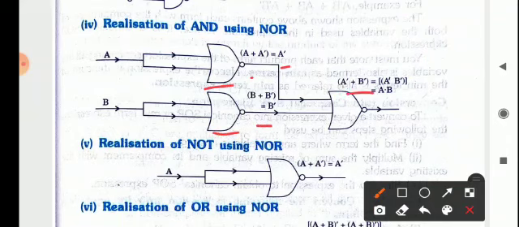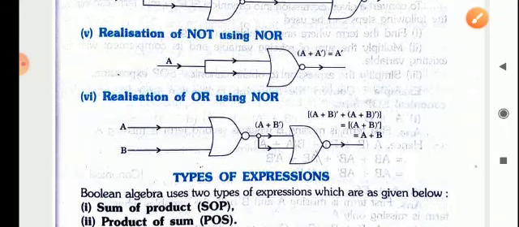So, A complement plus B complement is equivalent to (A plus B) complement, because of De Morgan's law, and then we come to A dot B. This is how we are changing. Then realization of NOT using NOR gate. This way you can draw it, and the same way OR using NOR.